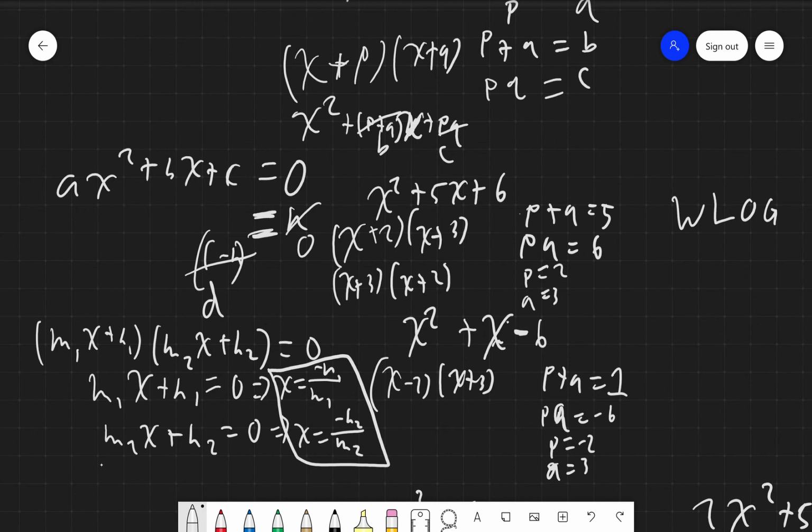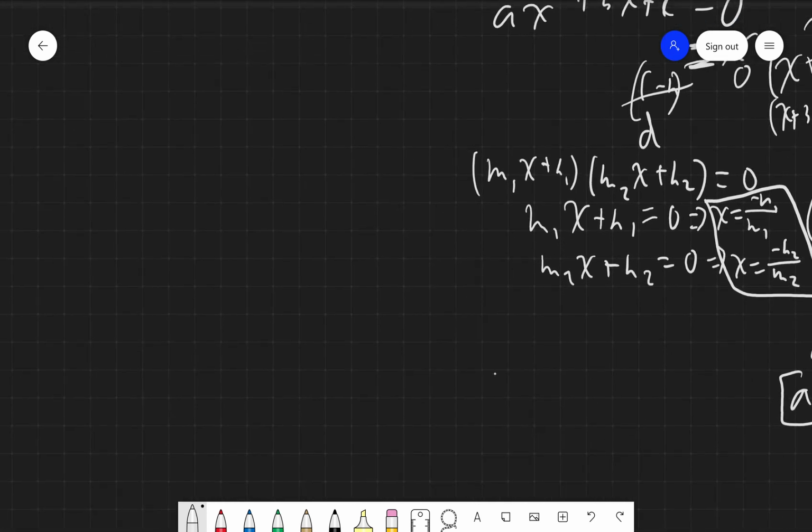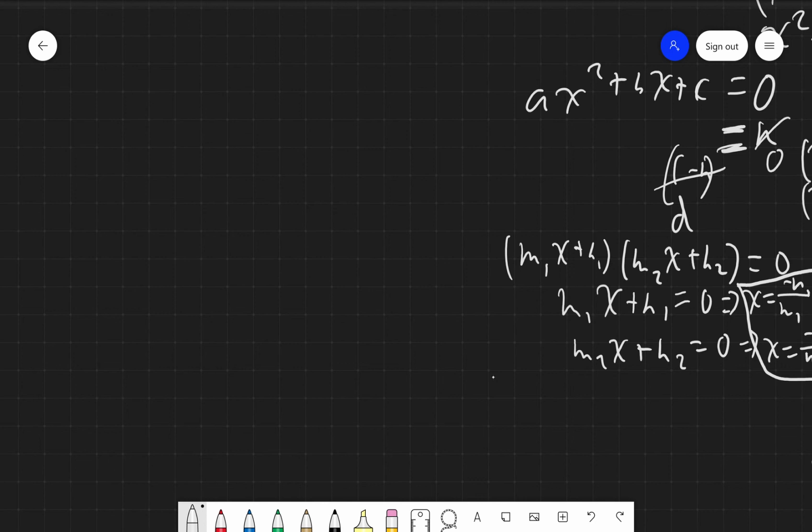Alright, so now let's say we didn't want to factor it. Let's say it would have been ugly. We would do something called completing the square. So we have ax squared plus bx plus c. Completing the square is a cool tactic. It's where you make this into a square.